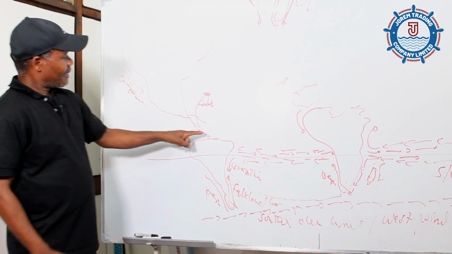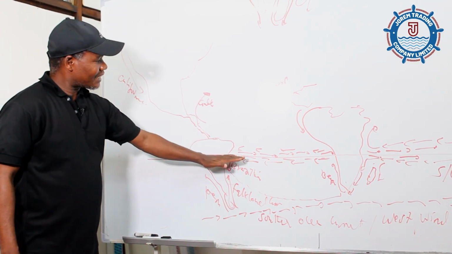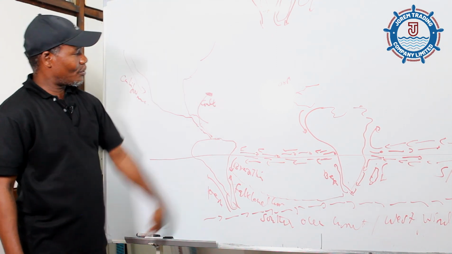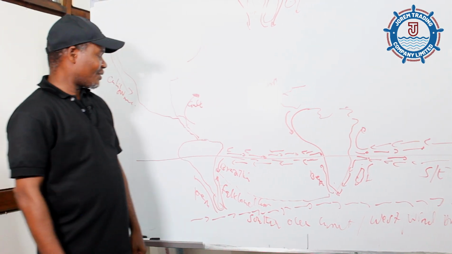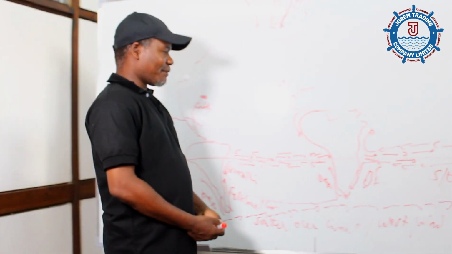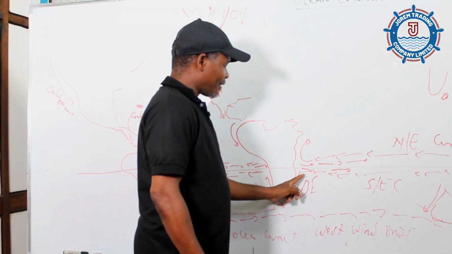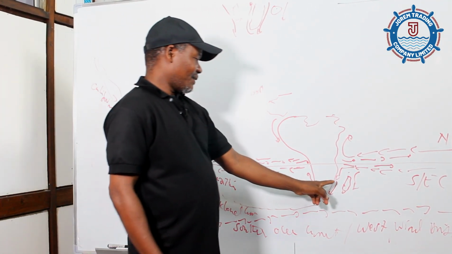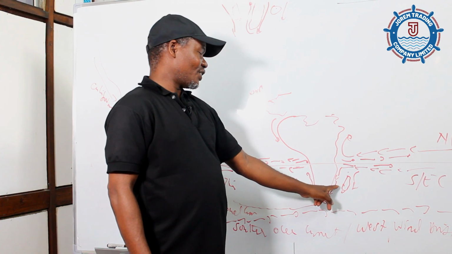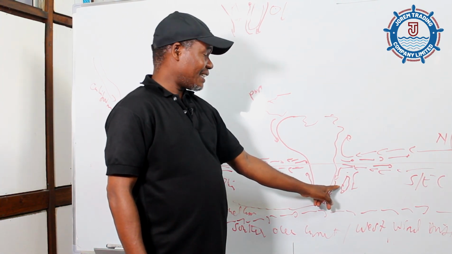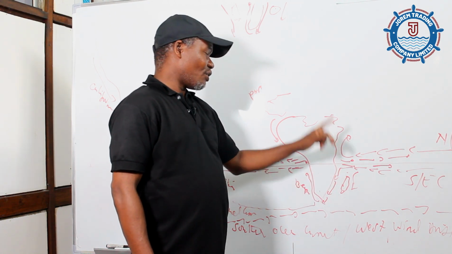So any current originating from low latitudes to higher latitudes is a warm current, and any current originating from higher latitudes to low latitudes is a cold current. And for example, most of the warm currents are on the western shores of the large oceans. Most of the warm currents are on the western shores of large oceans.